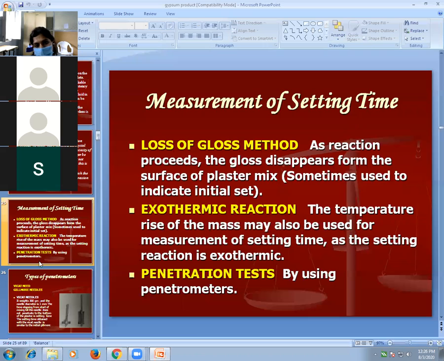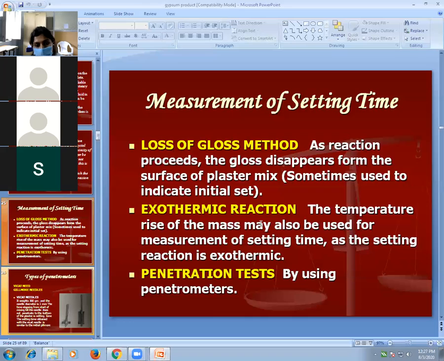The measurement of setting time is done by the loss of gloss method. As the reaction progresses, the gloss disappears from the surface. Whatever gloss the product has is because of water. So as the reaction proceeds, the gloss disappears from the surface of the plaster mix, and this is the loss of gloss method. Exothermic reaction is again one of the criteria for measurement of the setting time. We have seen that the setting reaction of the plaster is an exothermic type of reaction. So the temperature rise of the mass may also be used for the measurement of the setting time.